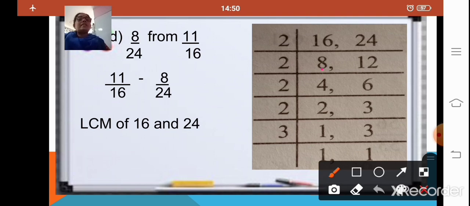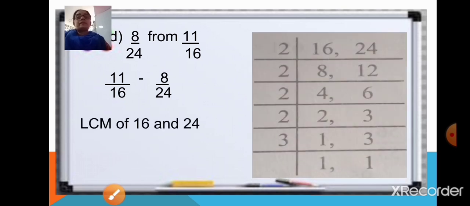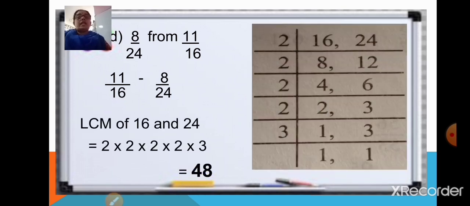Now when we find the LCM of 16 and 24. Okay. Now 2 8s are 16. 2 1s are 2. 2 2s are 4. 8 and 12 is divisible by 2. 2 4s are 8. 2 6s are 12. Again 2 here. 2 2s are 4. 2 3s are 6. 2 1s are 2. 3 will remain as it is. Then divided by 3. Now your LCM of 16 and 24 is 2 into 2 into 2 into 2 into 3. Sorry, 48. Your answer is 48. So 2 2s are 4, 4 2s are 8, 8 2s are 16, 16 3s are 48. Now what you have to do?